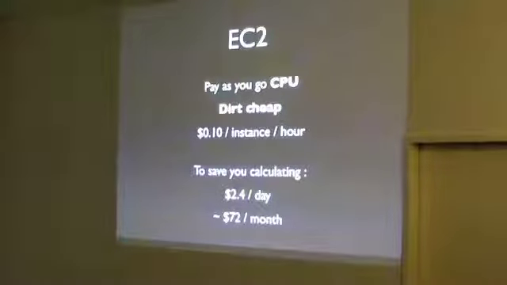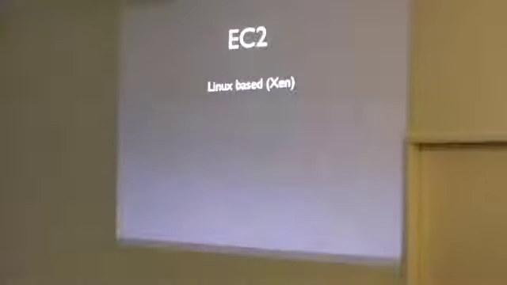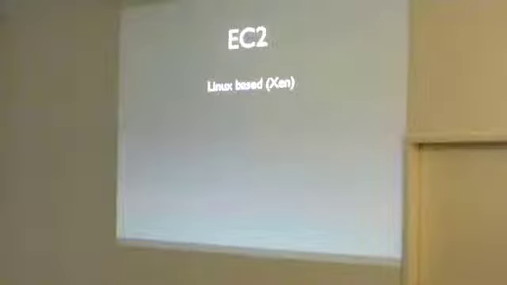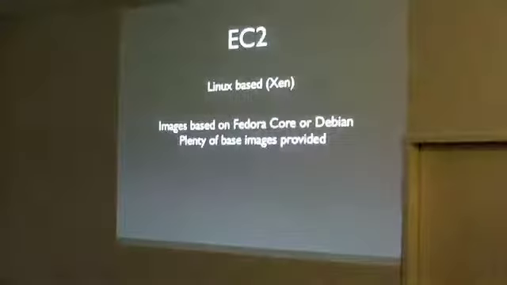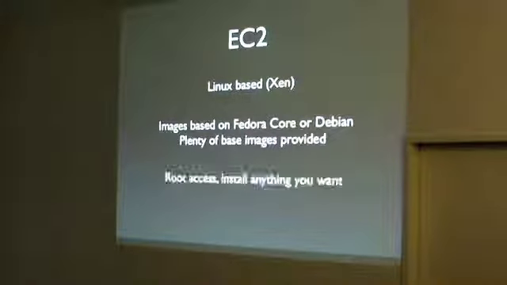And I don't think you should be using Amazon EC2 that way, but I'll get onto that later. Essentially, it's Linux-based using Xen. The images are based on Fedora Core or Debian, so it's pretty easy to get started. There are plenty of base images available. Pretty much the way the VMware community works, you get people submitting very cool images, and you can simply run them, see what you like, and you get root access so you can install anything you want.